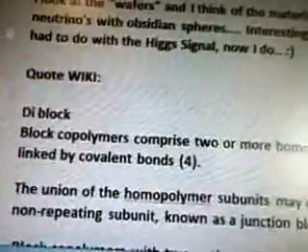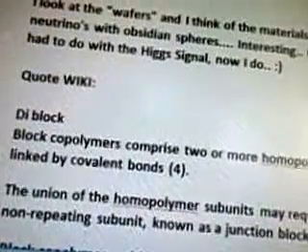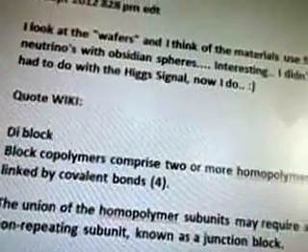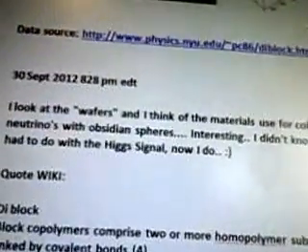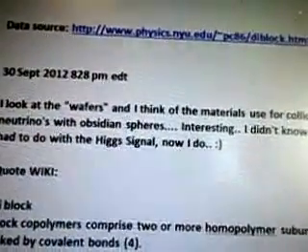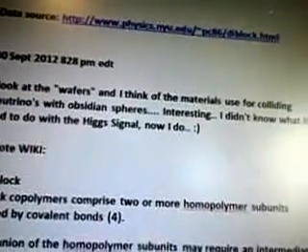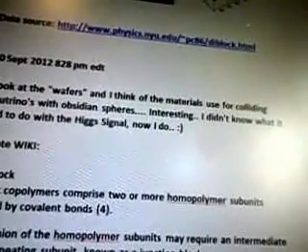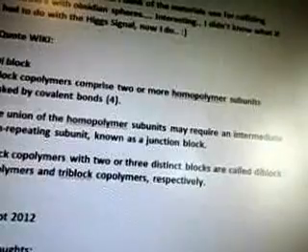www.physics.nyu.edu. September 30th, 2012 was when I was doing the research. I look at the wafers, and I think of the materials used for colliding neutrinos with obsidian spheres. Interesting. I didn't know what it had to do with the Higgs signal. Now I do. Quote from Wiki, a diblock.